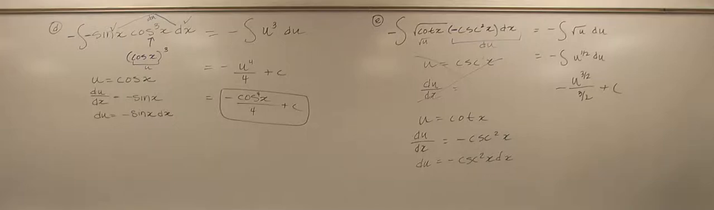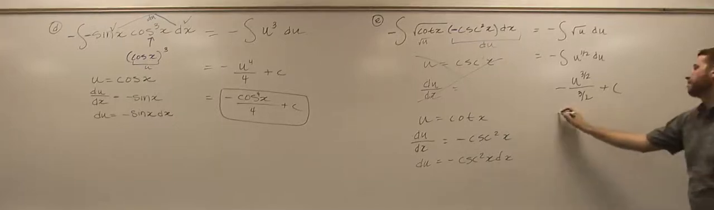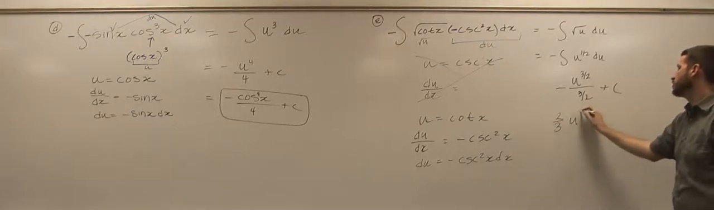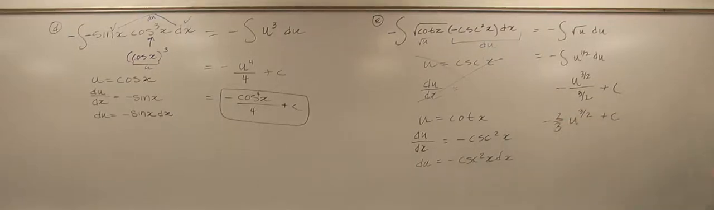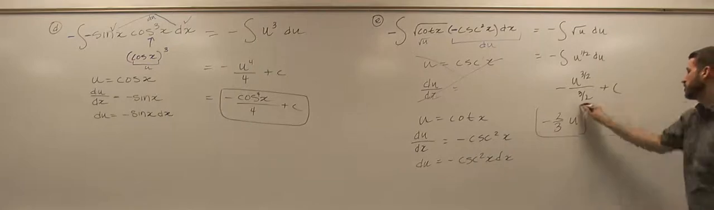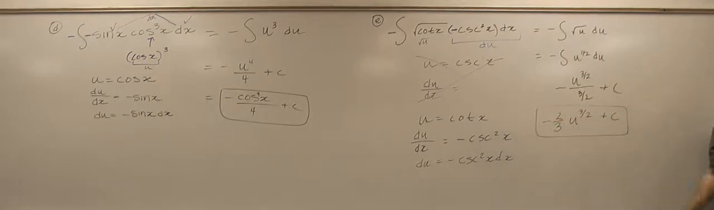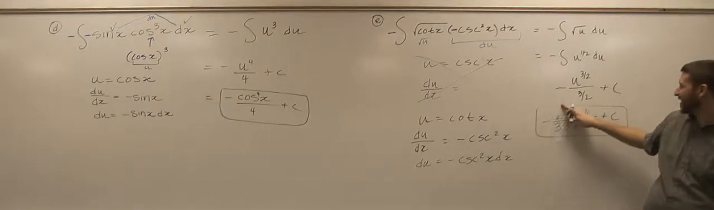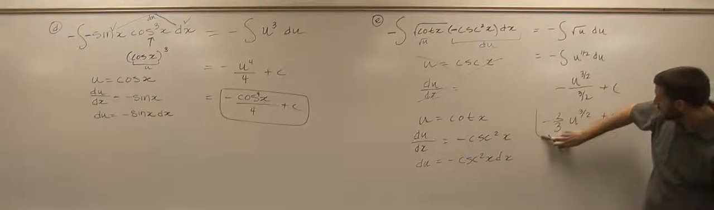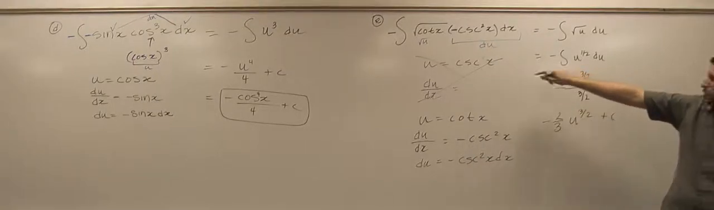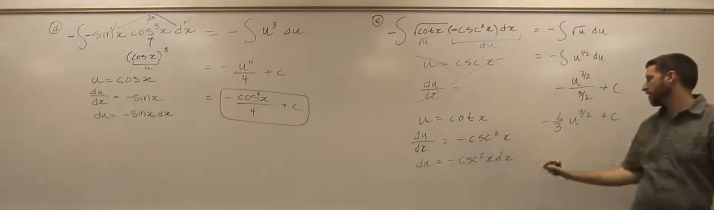Constant. Flip it up. 2/3 u to the 3/2 with a negative out front. Circle it, we're done. No, but I guarantee some of you are going to on the test. We'll see. Always got to get back to the variable you started with. Started with x's, so plug back in u equals cotan x.